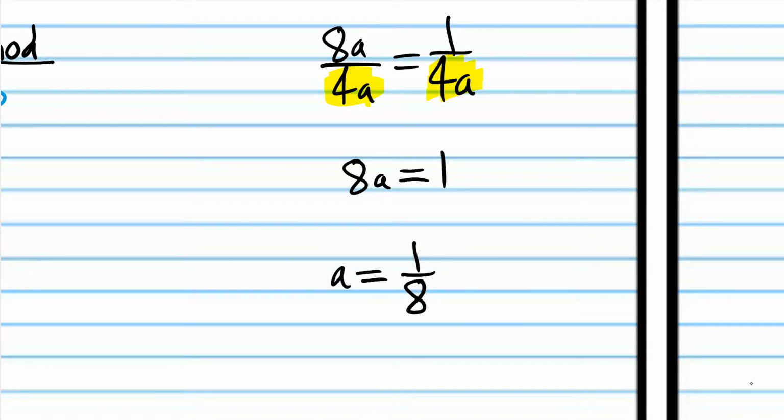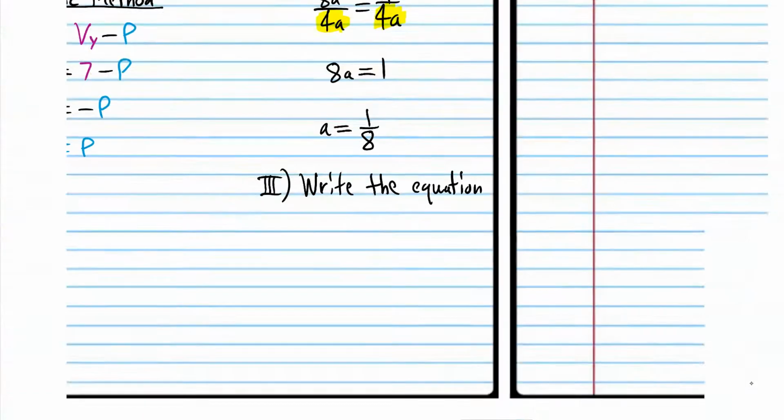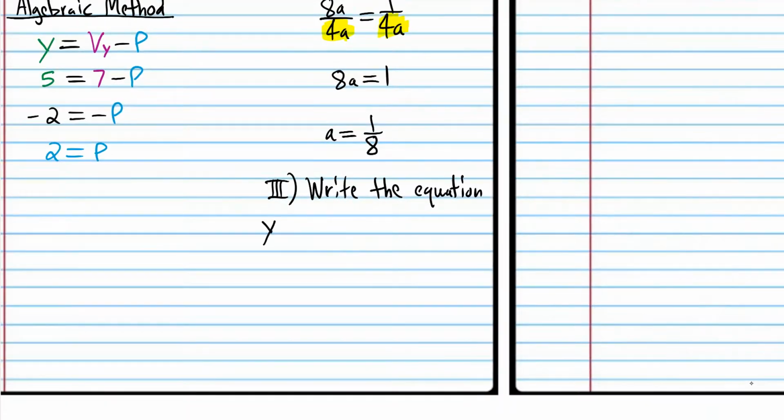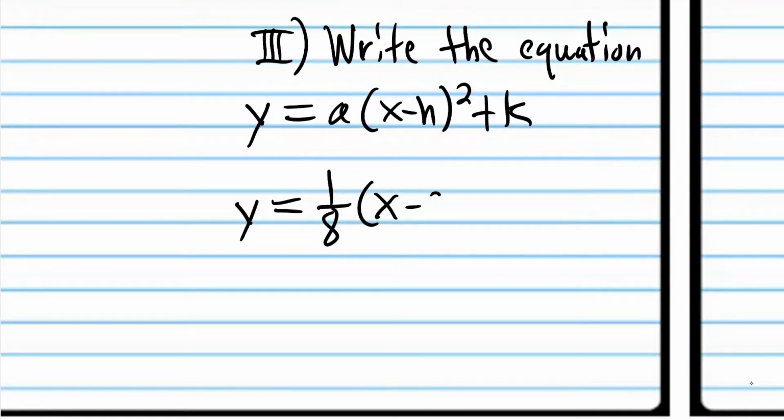So all we have to do now is just write the equation. Because we have a and they gave us the vertex, we just plug everything in just like we did in the previous problems. So a is equal to 1/8, and the x value of the vertex they gave us up there is 2, and the y value of the vertex is 7. So that is the final answer.